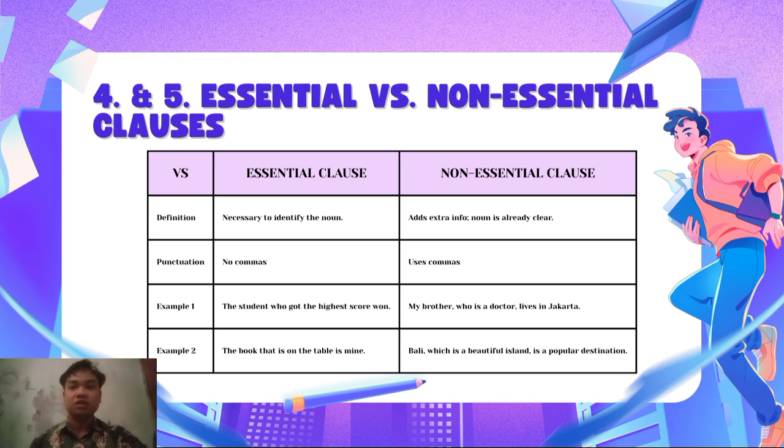A non-essential clause just adds extra information. The noun is already specific, so we separate the clause with commas. For example, my brother, who is a doctor, lives in Jakarta. We already know which brother. The fact that he is a doctor is just extra info. The same rule applies to the second set of examples.